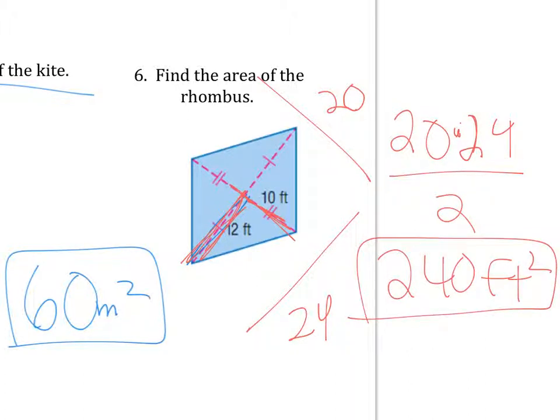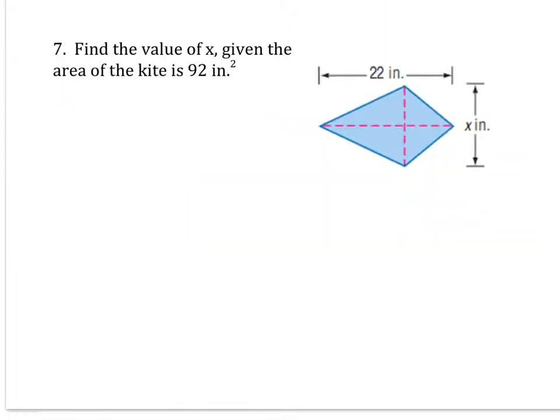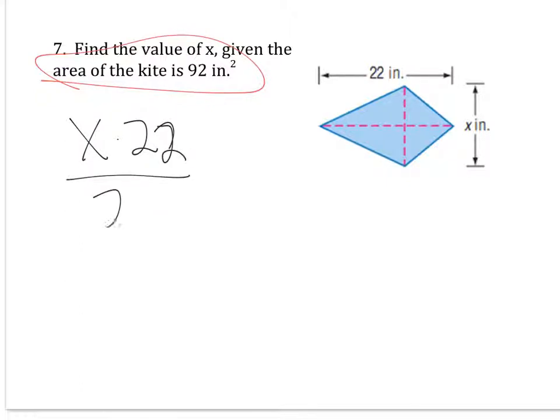So if you think about it, if you look at a kite or a rhombus, you know the diagonals are perpendicular, which creates a whole bunch of right triangles. And from right triangles, you're basically taking diagonal times diagonal. So you're taking base times height of the right triangles altogether. So if I take a look here, the area of the kite's 92, so we're working backwards here. So you've got x times 22 divided by 2 equals 92.